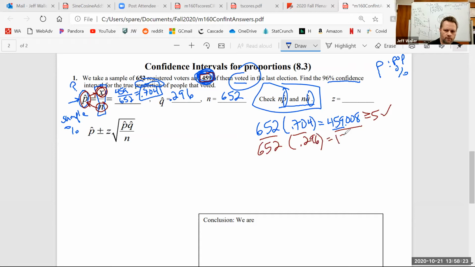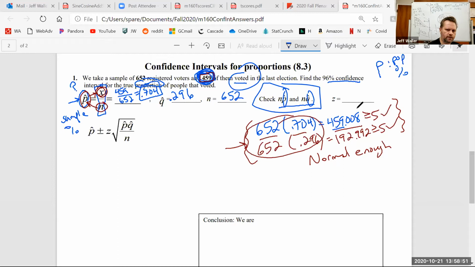So what about n times q hat? 192.992. And that's at least 5. Check. So what does that mean? Those two are checks. We're dealing with a normal enough distribution. It means the exact same thing as n greater than 30 for means problems. That's just what it looks like for percentage problems. You have to check this.